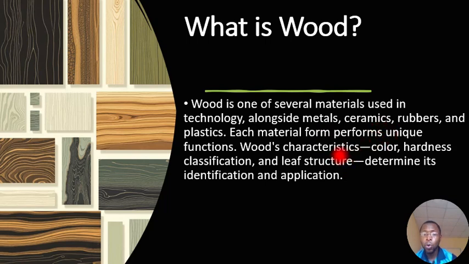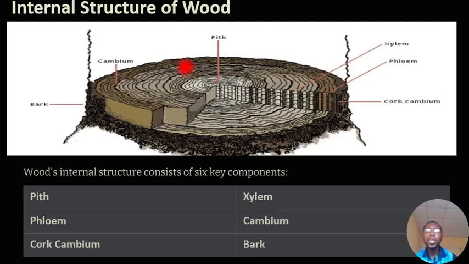But today, we want to look at the characteristics of wood: the color, the hardness, classification, and the structure of the leaf. All right. The internal structure of wood. The wood's internal structure is categorized into 6 parts. So we have the pith. You see it here. The internal part, this vertical side, is known as the pith. And then we have the cambium. You see the dark side there is known as the cambium.